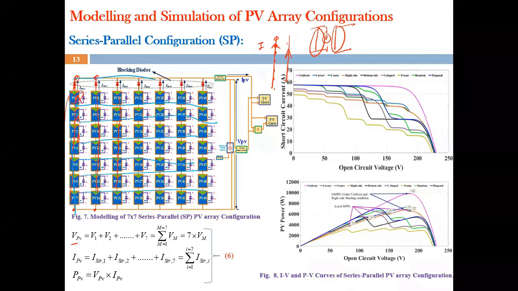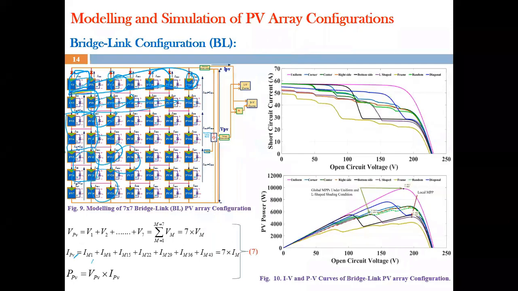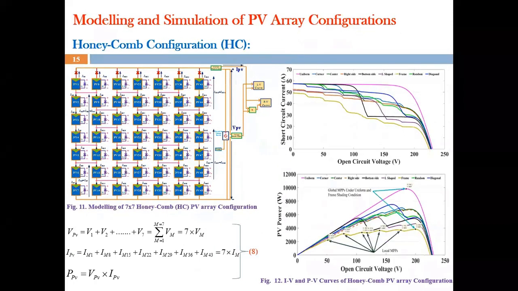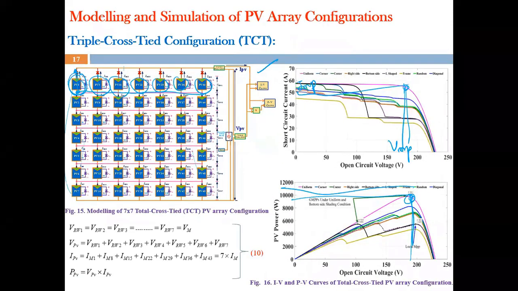In the series-parallel, the current flowing through one string, 7 modules together, will be equal, so the current through each module will be equal. Understood? PV1 equal to PV2, PV3, PV4, PV5. And the voltage across all 7 modules is equal to another 7 modules. Then we have seen bridge link, the same concept, and honeycomb, then triple tie and total cross tie. Total cross tie is where all combinations are connected.